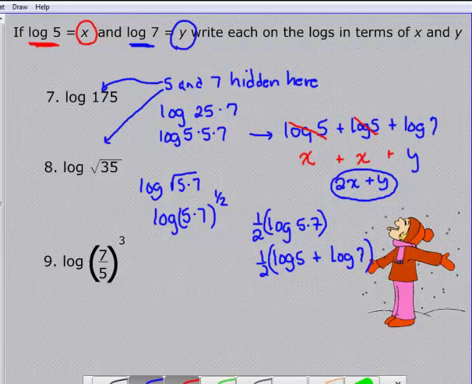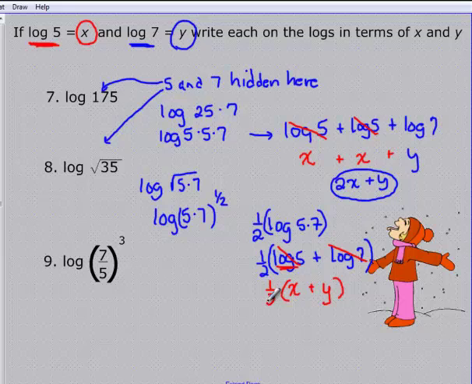There's my log of 5. And I can replace my log of 5 with an x. And there's my log of 7. And I can replace log of 7 with a y. So there. I demonstrated I understood my log rules and how to rewrite them.